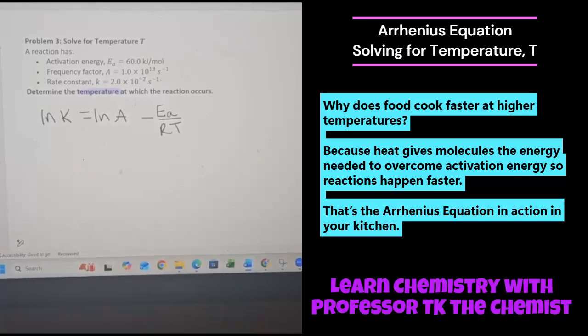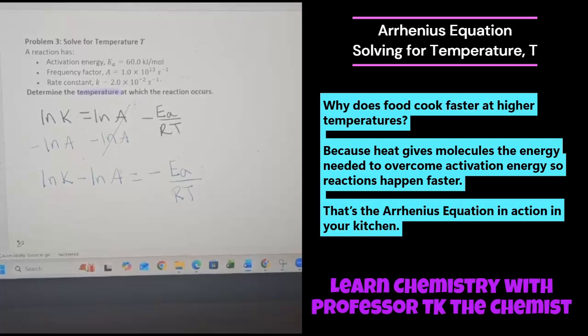So this is what I mean about the derivations. Before we even plug in the numbers, I'm going to rearrange this equation. Watch this. I'm going to subtract the natural log of A from both sides so that it cancels out. So you're saying the natural log of K minus the natural log of A is equal to the negative activation energy divided by R and T.